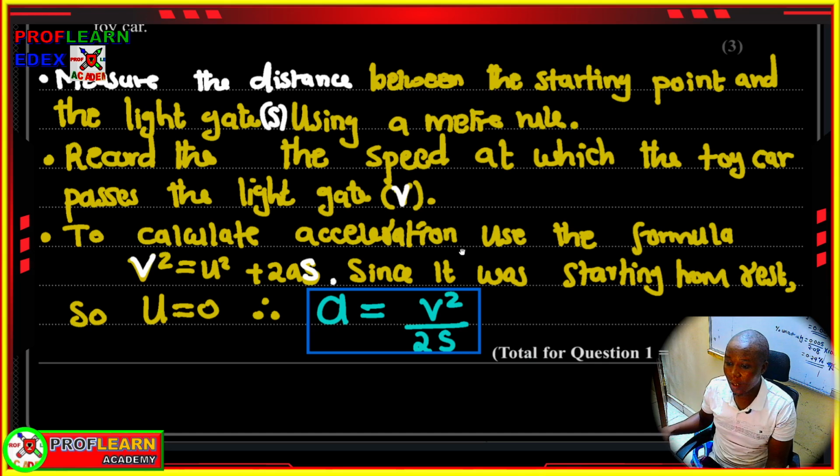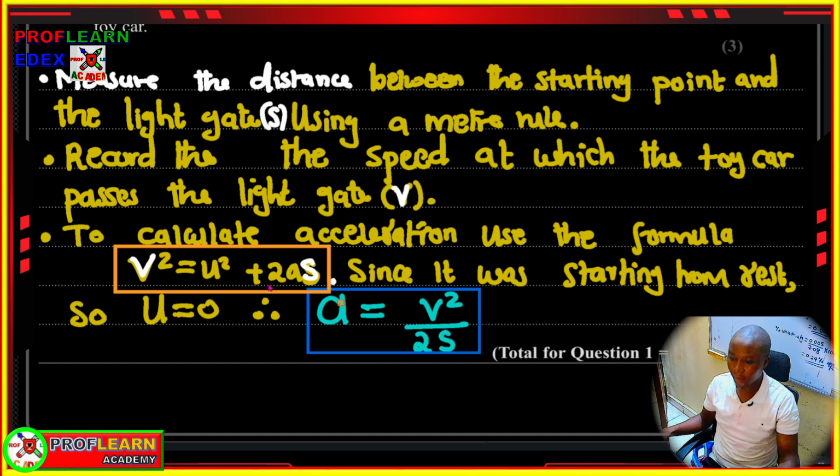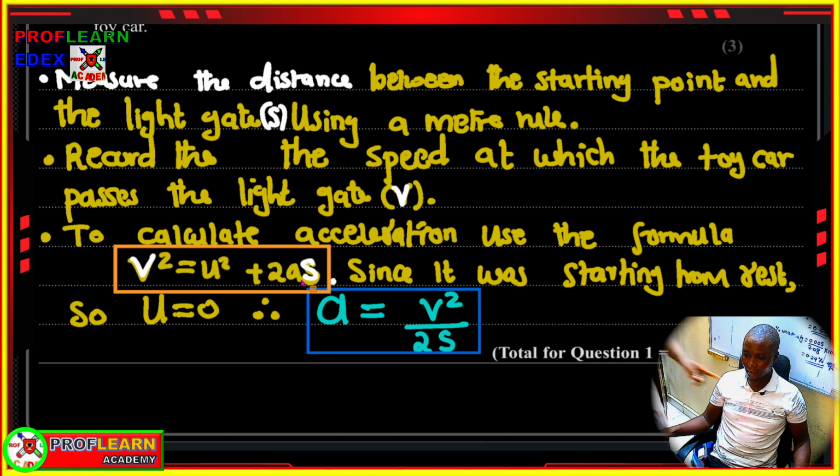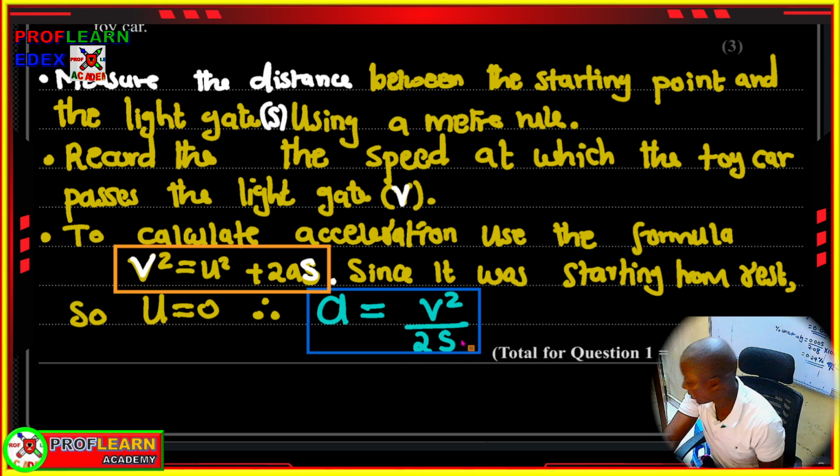And then we can now apply that suvat equation of motion, which is v squared equals u squared plus 2as, where a is the acceleration and s is the displacement. So rearranging the formula, we can get the acceleration, and acceleration is going to be v squared over 2s, as shown there.